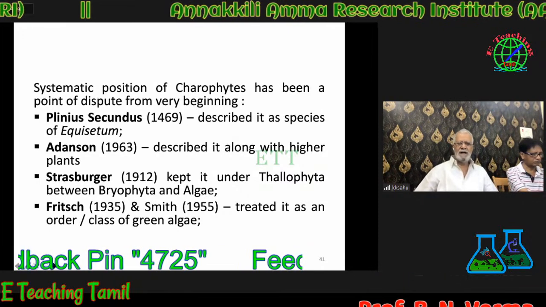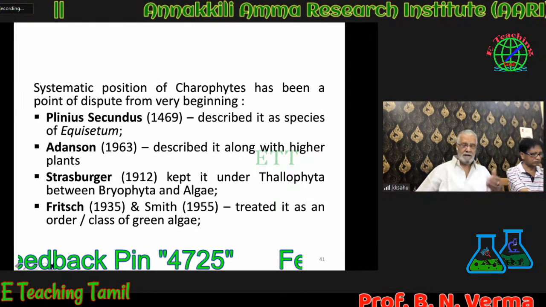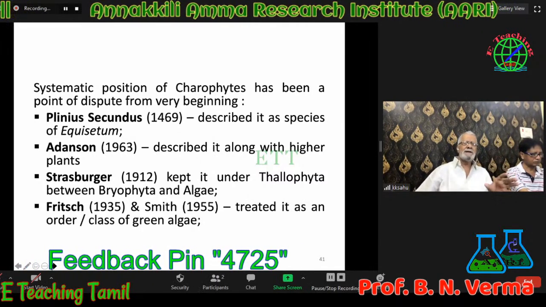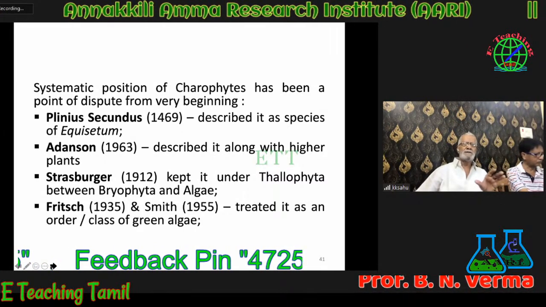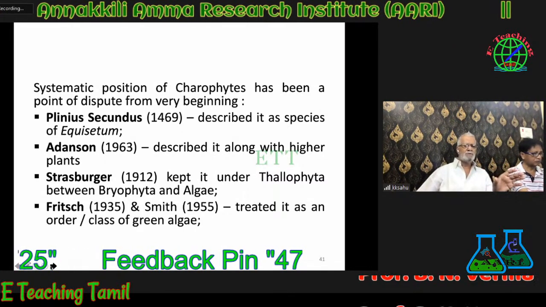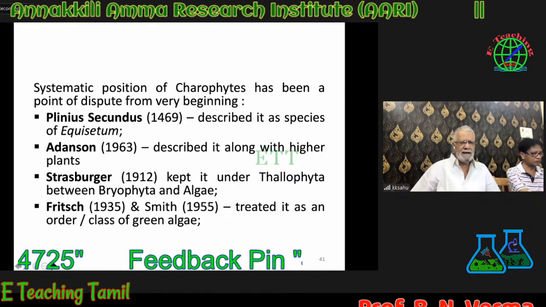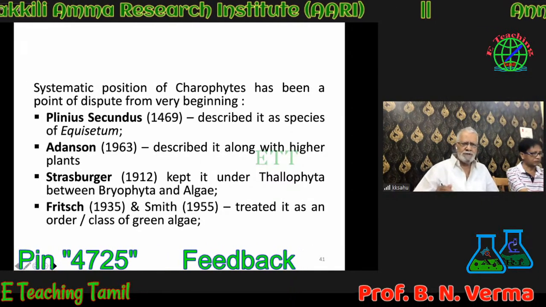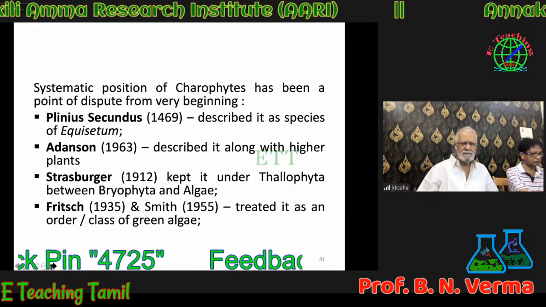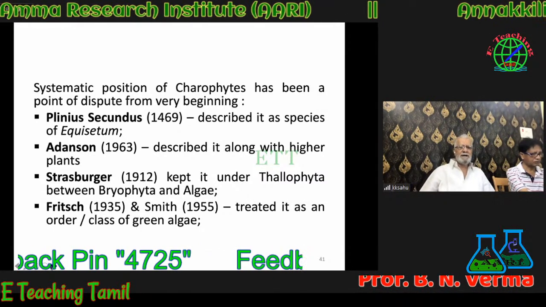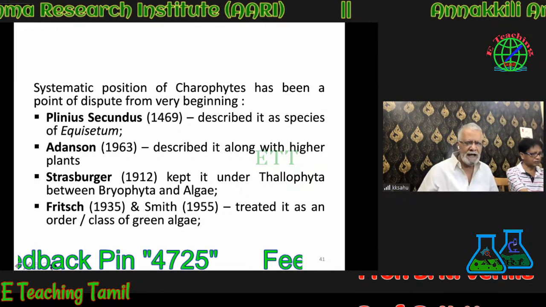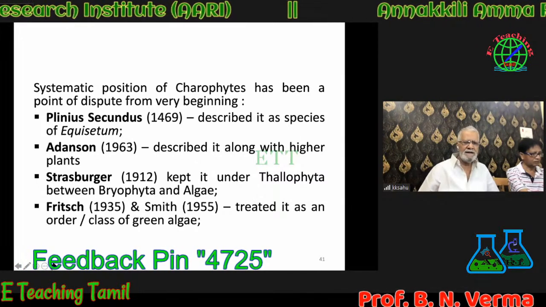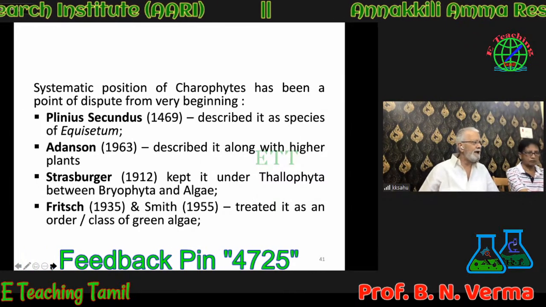Adamson described it along with higher plants. Quite similar, the gross similarity and the cytological similarity being very close to the higher plants, so probably due to that, Adamson proposed its allocation along with the higher plants. Strasburger kept it under Thallophyta, between Bryophyta and algae. Fritsch, as we detailed, placed it as an order in the class of green algae.